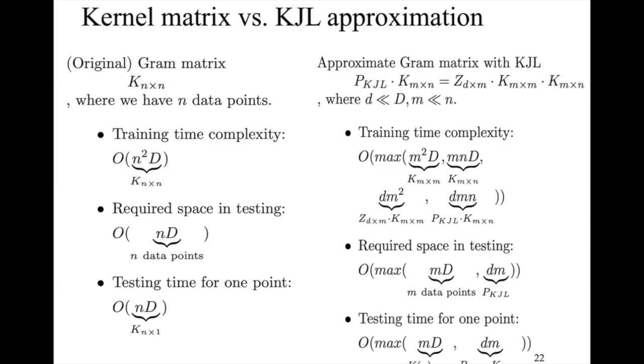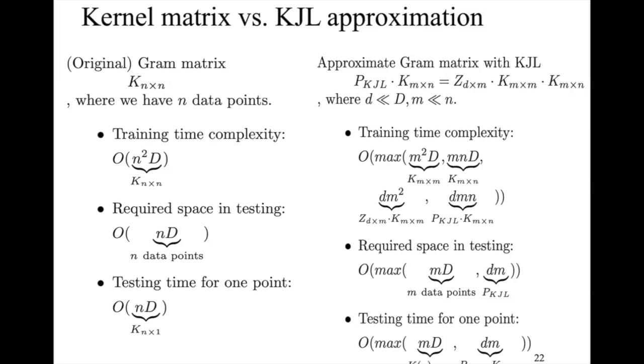So here is just to compare the kernel matrix versus our KKL's approximation. For the original one, as we mentioned previously, we need to compute the N by N kernel matrix, and this is the training time complexity, the testing space and the testing time. For our method, we use kernel projections to project the data to a lower space, and these are the time complexities for the training. I won't talk about it too much, as our purpose focuses on testing, not training.